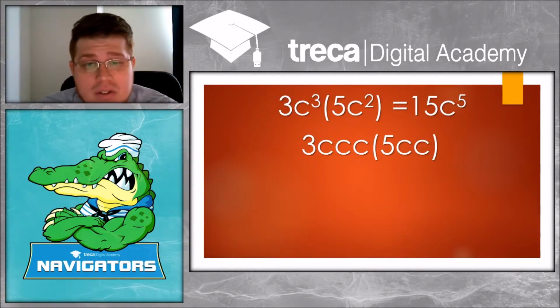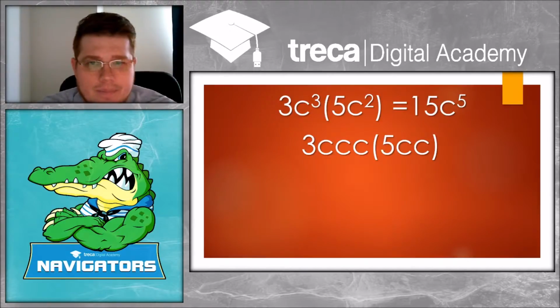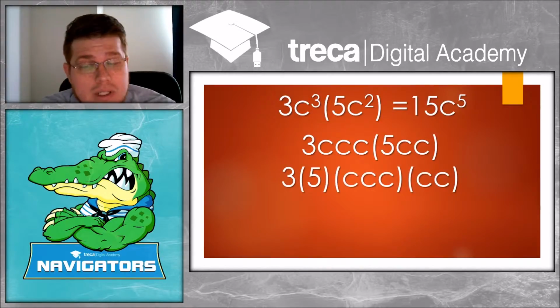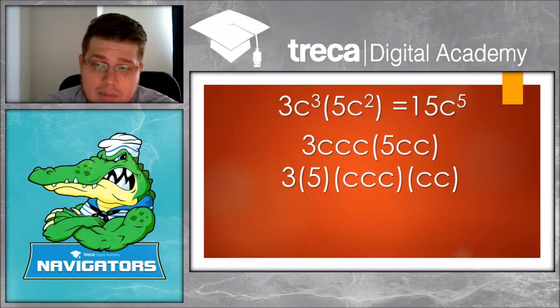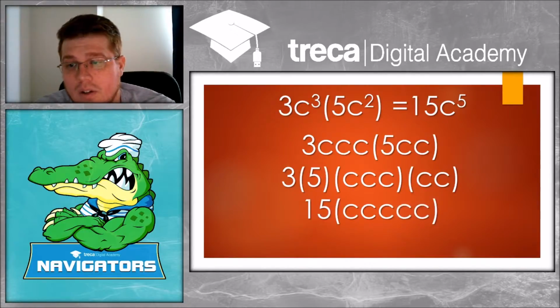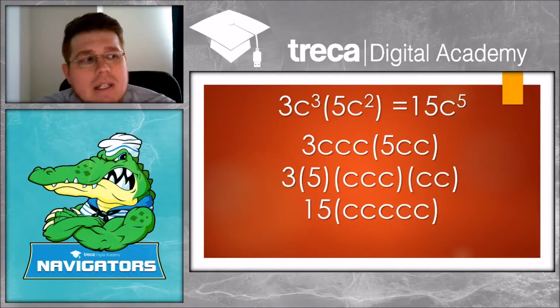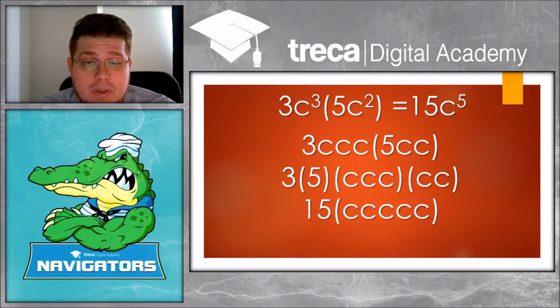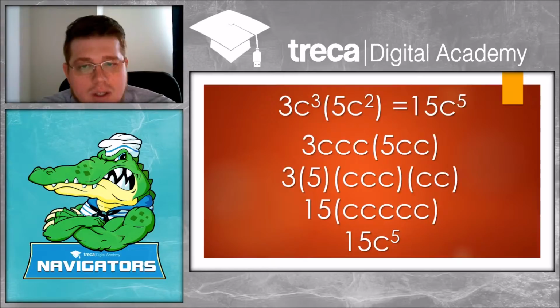Again, multiplication is commutative, and we want to rearrange our constants together and our c's together to make this a little easier. So we have 3 times 5 multiplied by c times c times c, which is the same thing as c cubed, multiplied by c times c. 3 times 5 is 15, and we have 5 c's multiplied together. Now, when we think about what the rules of exponents are, we realize that 5 c's multiplied together are the same thing as c to the 5th power. That's the same answer we got before, which is good.